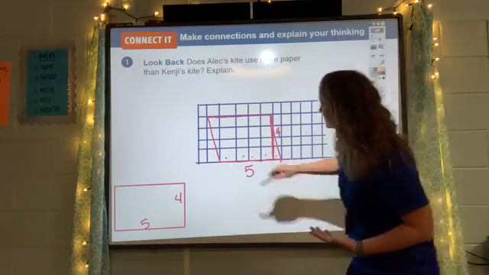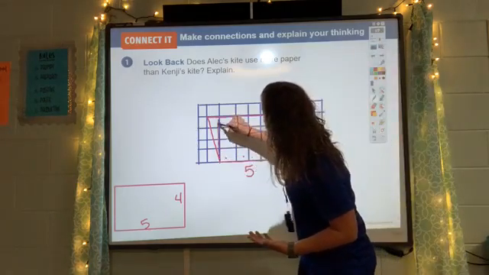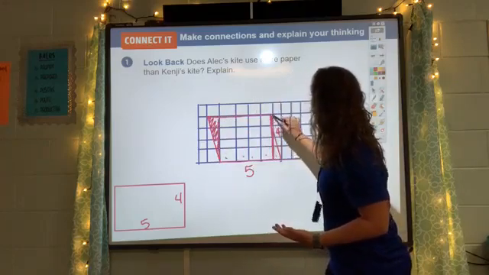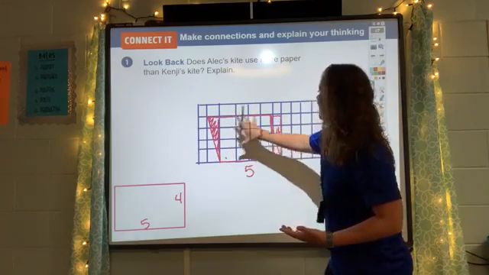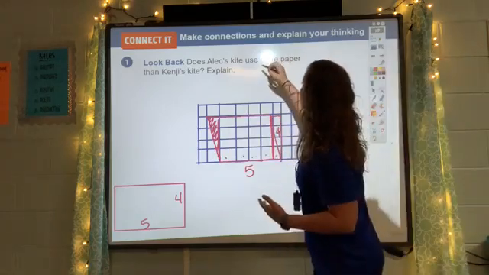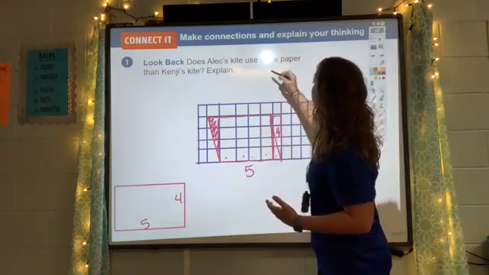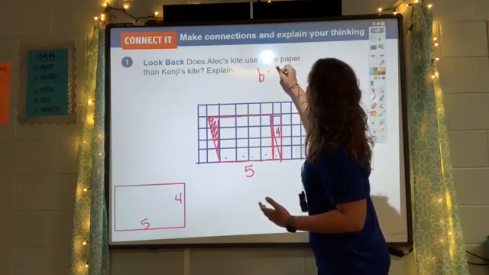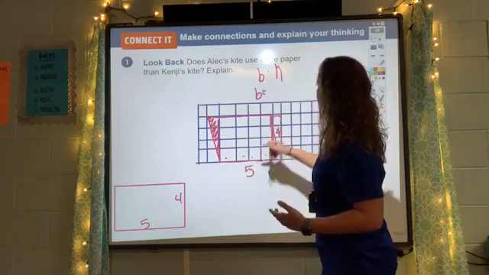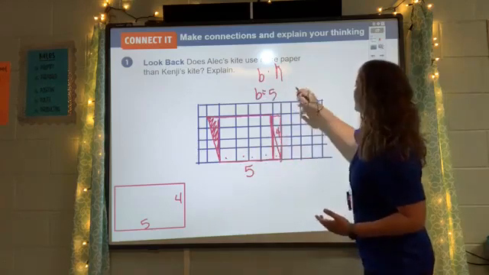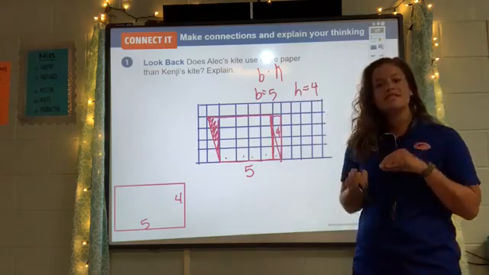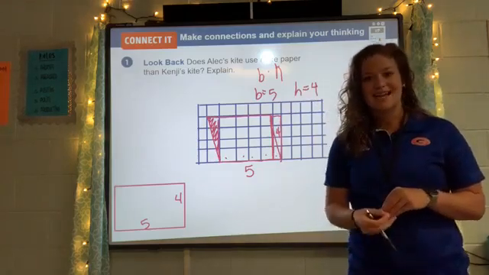Remember how we talked about taking these pieces right here? And I could cut that off and come put it on this side, and it would make it look like a rectangle. So if I'm doing my rhombus, or the other parallelogram, it would be base times height, which my base equals 5 and my height equals 4. So we're going to use substitution to plug into that equation.